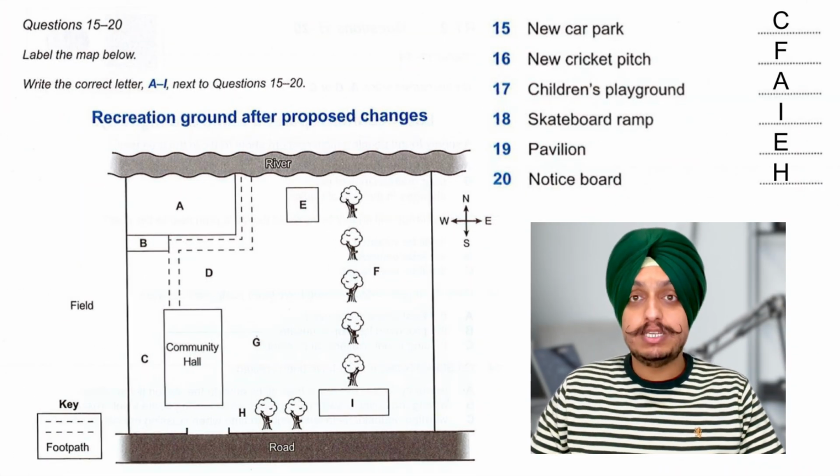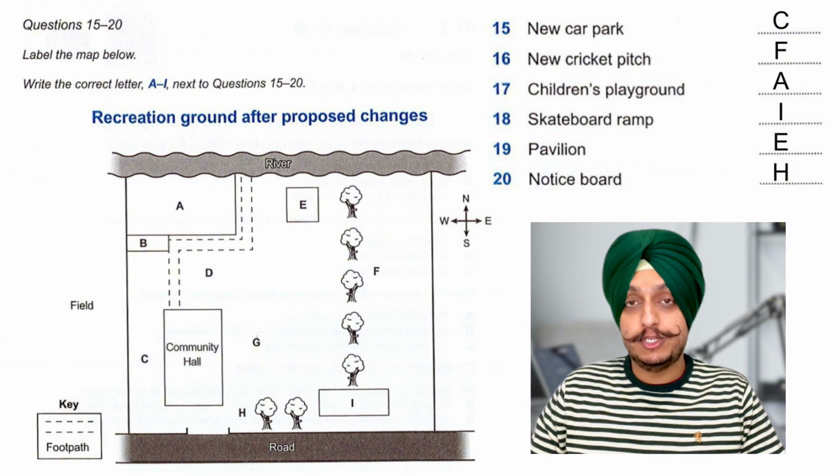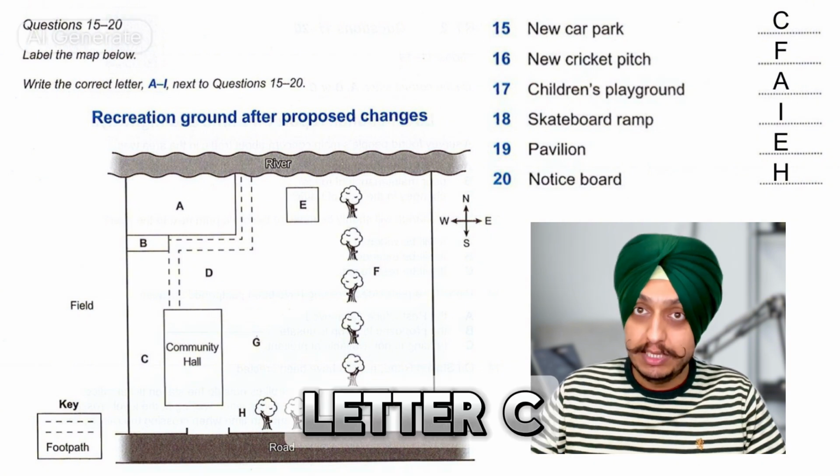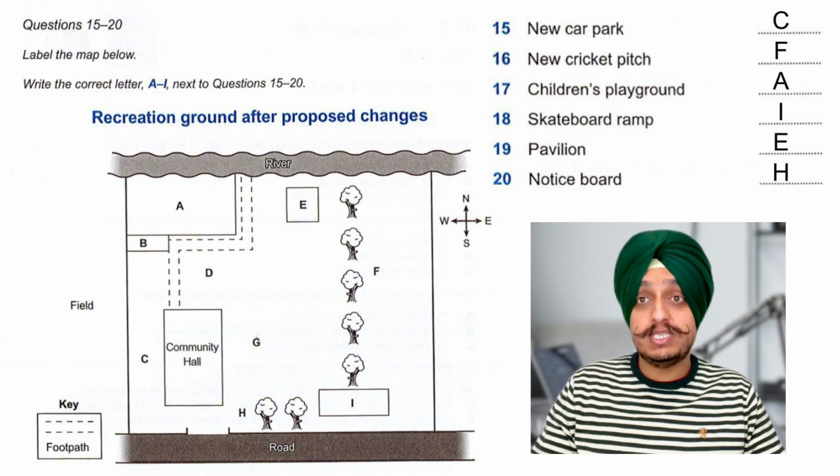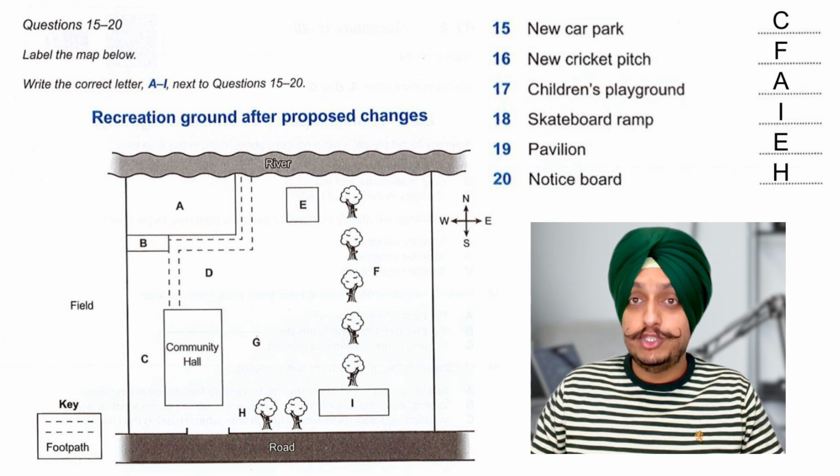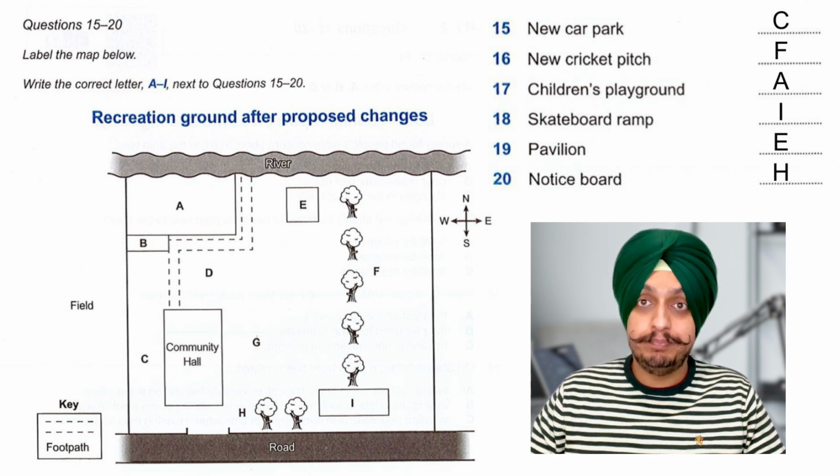So question 15 asked about the proposed new car park location, and the correct answer is Letter C, which is situated on the opposite side of the community hall, adjacent to it. The change was suggested to improve pedestrian safety.